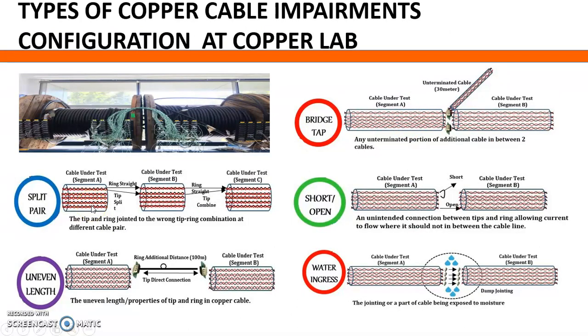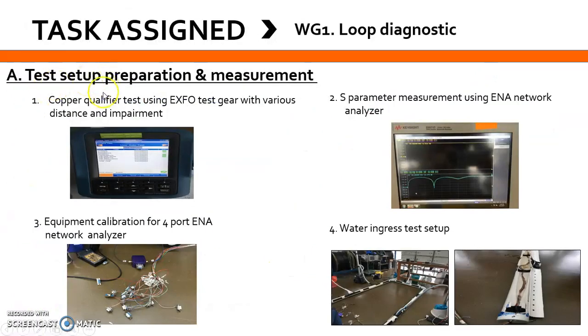There are a few types of copper cable impairment at the copper line. The first one is the split pair, and we also have the uneven length, bridge tap, short and open, and water ingress. There are a few tasks I got involved in throughout the internship. The first one, I got involved in working group 1, which is the loop diagnostic.